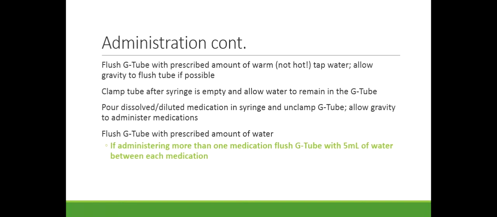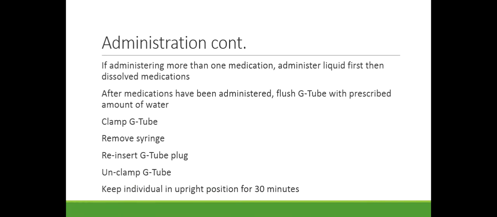If administering more than one medication, flush the G-tube with 5 milliliters of water between each medication. Administer liquid medications first and then dissolved medications. After medications have been administered, flush the G-tube with the prescribed amount of water. Clamp the G-tube, remove the syringe, reinsert the G-tube plug, unclamp the G-tube, and then keep the individual in an upright position for a minimum of 30 minutes.